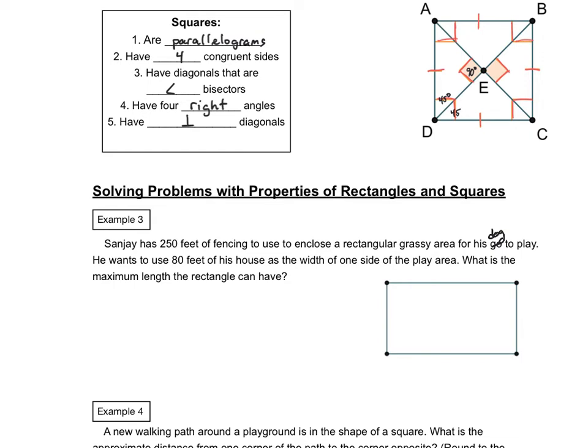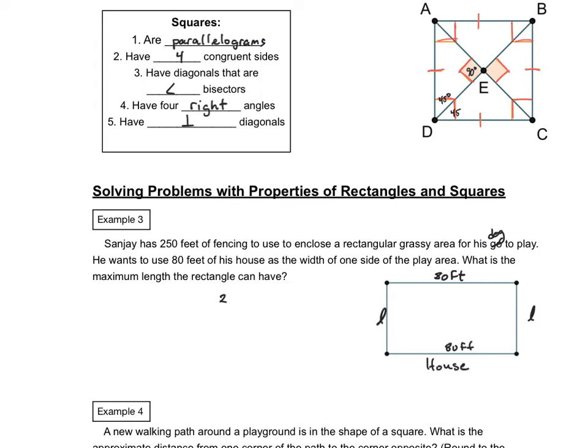So here's my house. And I know that he wants to use 80 feet of his house, so this is going to be 80 feet. That means as a rectangle, the opposite side is going to be 80 feet because opposite sides are congruent. And they want to know the maximum length the rectangle can have. So here's my length, and I'm going to have two lengths.